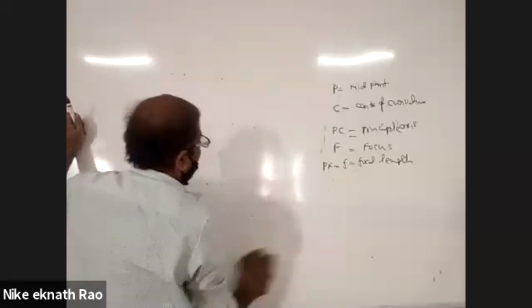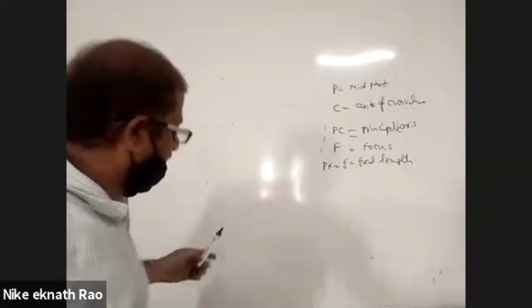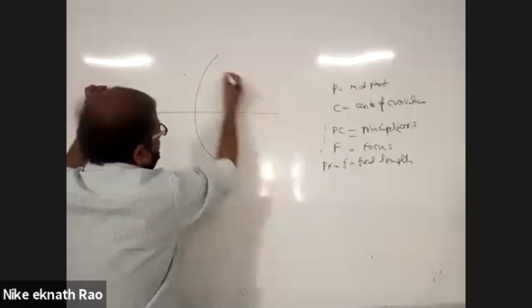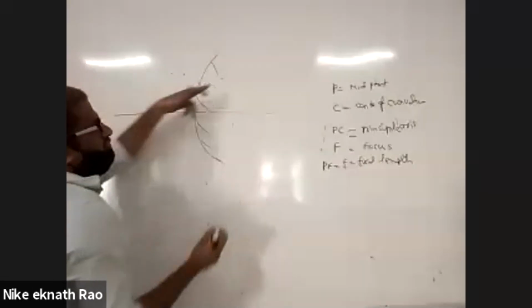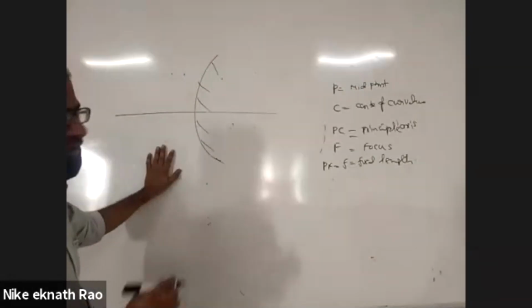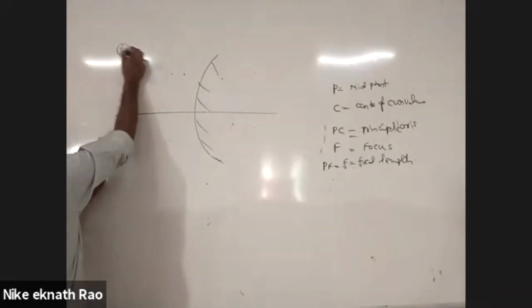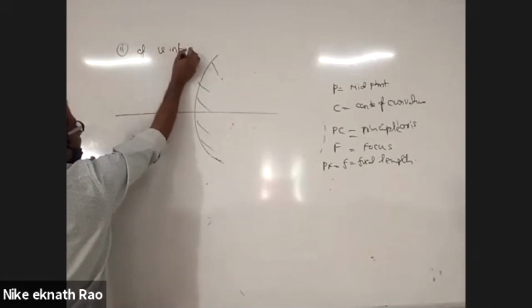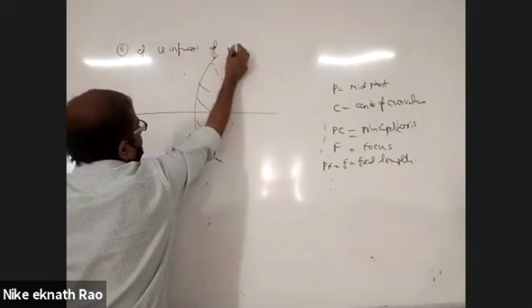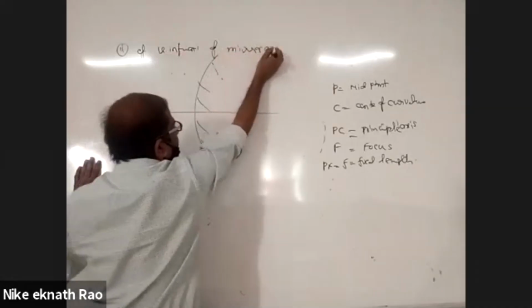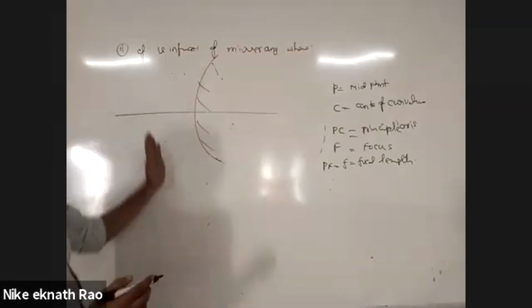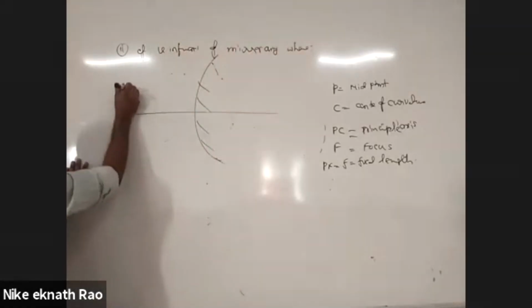There are only two cases in the case of a convex mirror. This is convex and the shallow portion is silvered; the bulging portion is actually reflecting. Second point, if the object is in front of the mirror anywhere, say for example, an external object I have taken.